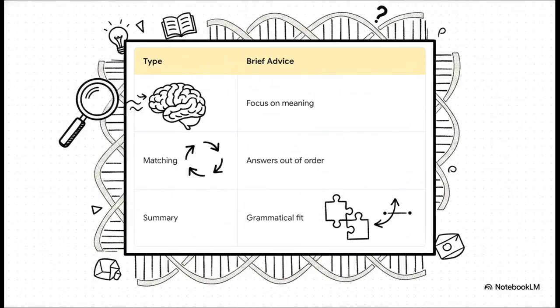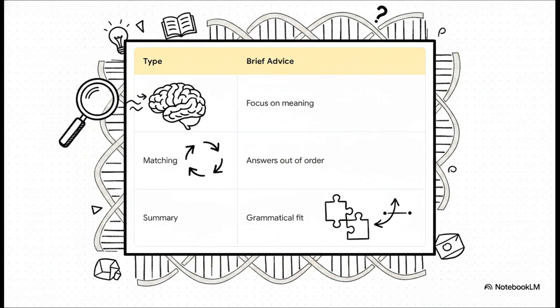Let's quickly break down the structural DNA of the most common question types you'll see. For true, false, not given, your absolute focus has to be on meaning, not just mindlessly matching keywords. For matching information, you're going to rely heavily on that A through F paragraph labeling we just talked about because, remember, these answers will be entirely out of order.